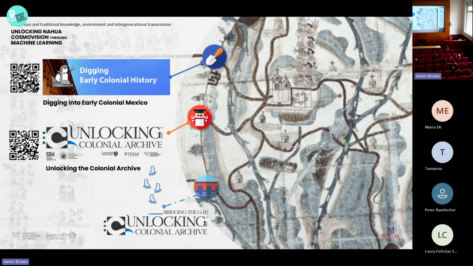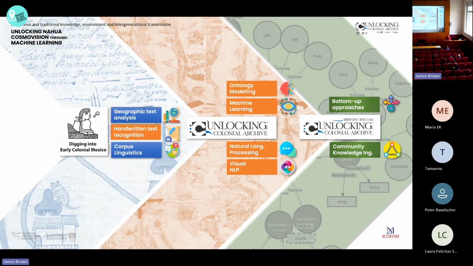So first of all, this is a presentation from two core projects, Digging into Early Colonial Mexico and Unlocking the Colonial Archive, working towards reading, or unlocking, the colonial archive. So what the presentation is going to be showcasing is the process of these two projects and the machine learning and computational technologies that we're using to engage with this content.